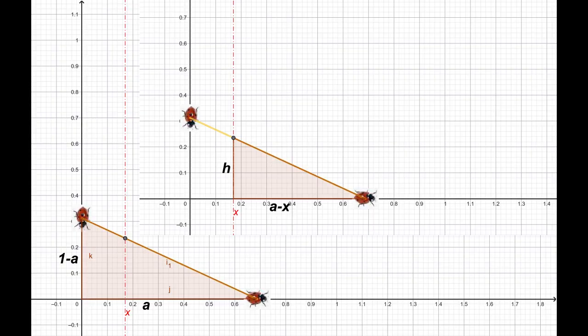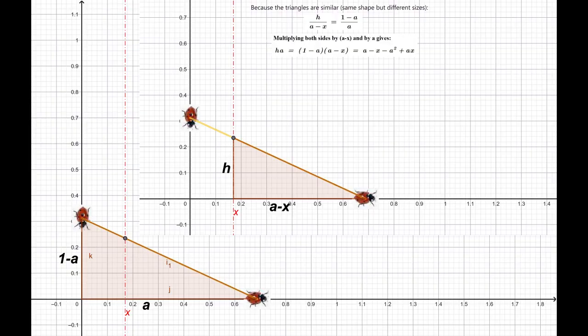Because the triangles are similar, we know that h is to A minus x as 1 minus A is to A. We can write that as an equation like I did here: h over A minus x is equal to 1 minus A over A. We can multiply both sides by A and by A minus x to clear those denominators, and then simplify further by dividing through by A. And we get this fairly simple equation: h is equal to (1 minus x) over A, minus A plus x.